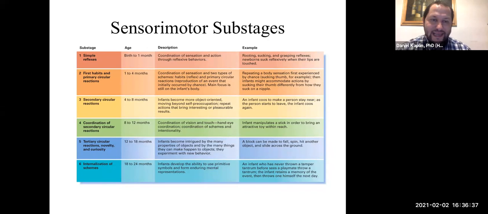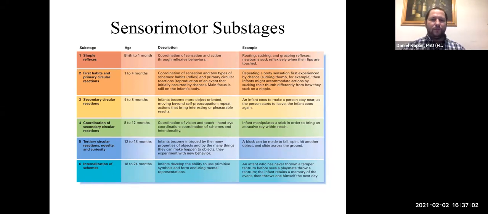Now, there is a coordination phase. The coordination phase happens at about 8 to 12 months. Now they're starting to coordinate the various senses, such as vision and touch. They're developing better hand-eye coordination, and they're refining their ability to manipulate things in their world.